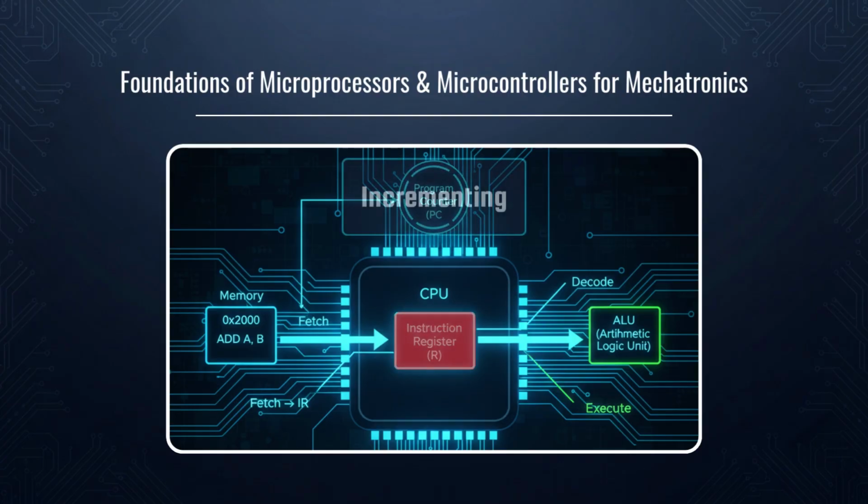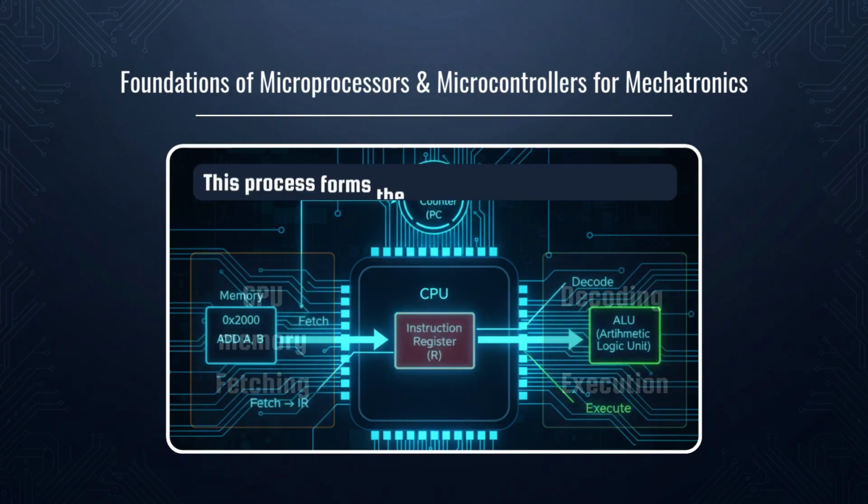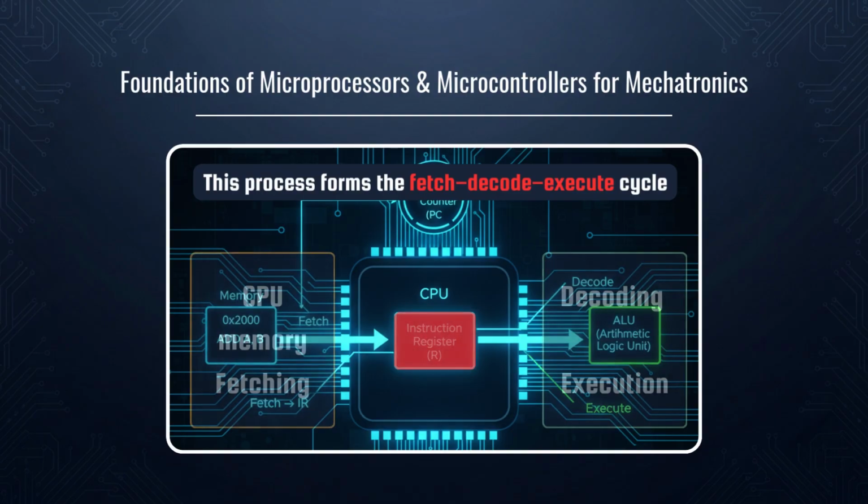Meanwhile, the program counter is incremented so that the CPU already knows where the next instruction is located. This process forms the fetch, decode, execute cycle, the heartbeat of every microprocessor. The IR ensures that the CPU never loses track of the current instruction, even while preparing for the next.